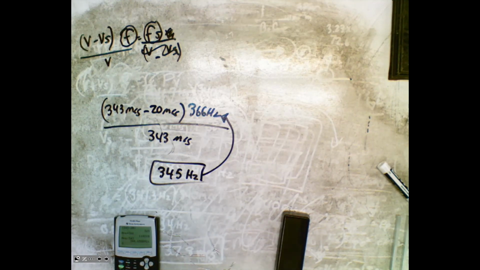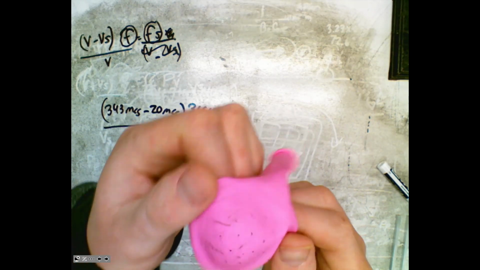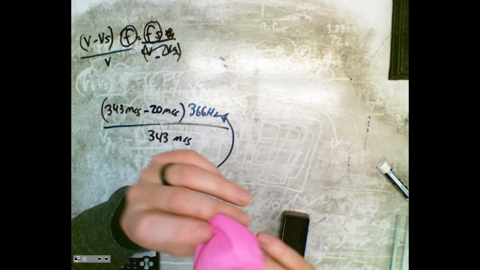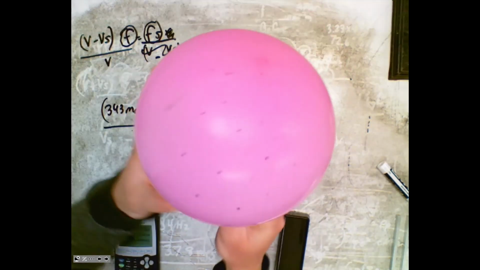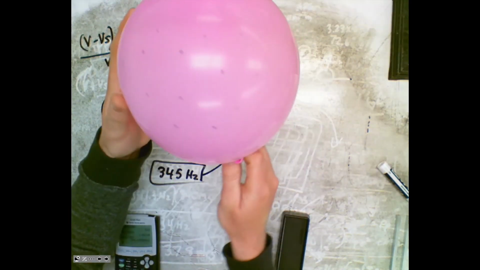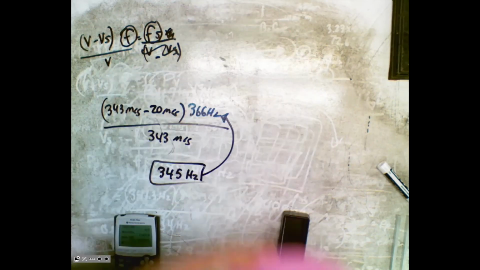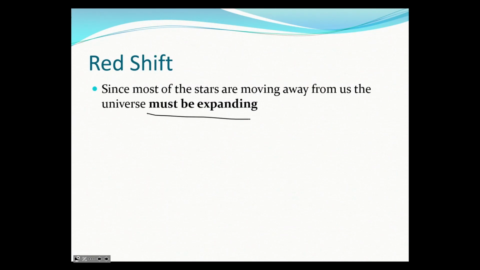So here's a balloon. And you can see I've drawn little dots in the balloon. So they're pretty close together. So the only way that I can get these dots to all move away from each other is if I blow them up. So now all the dots are a little bit further away. Now all the dots are even further away. Now all the dots are even further away. So as this balloon expands, every single dot gets further away. And that was a great explanation for what's happening. So the universe must be expanding.